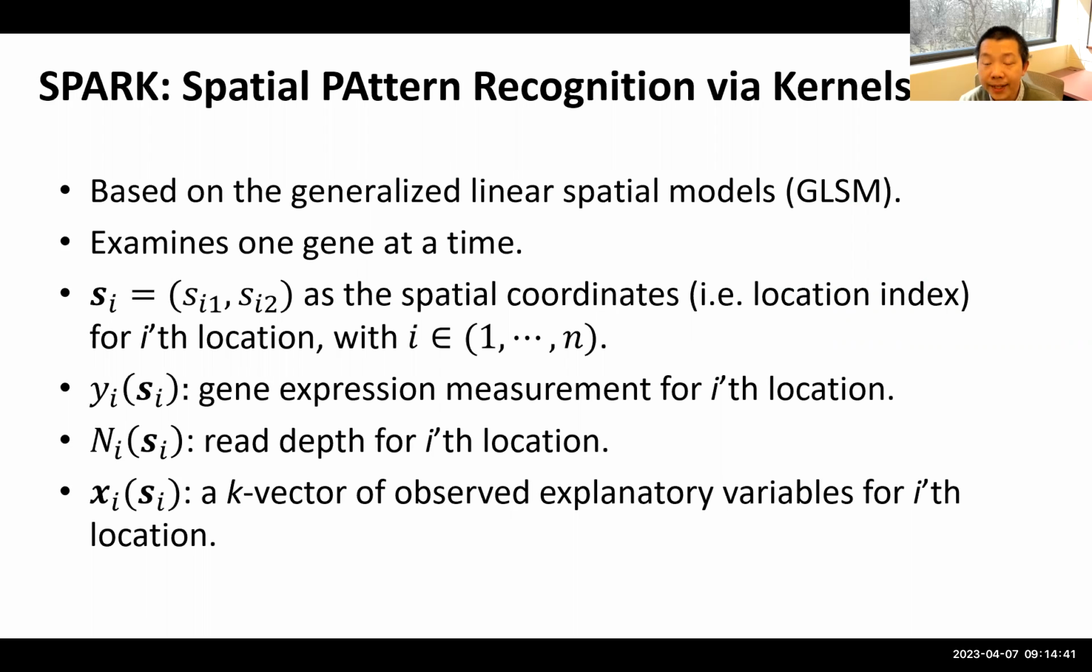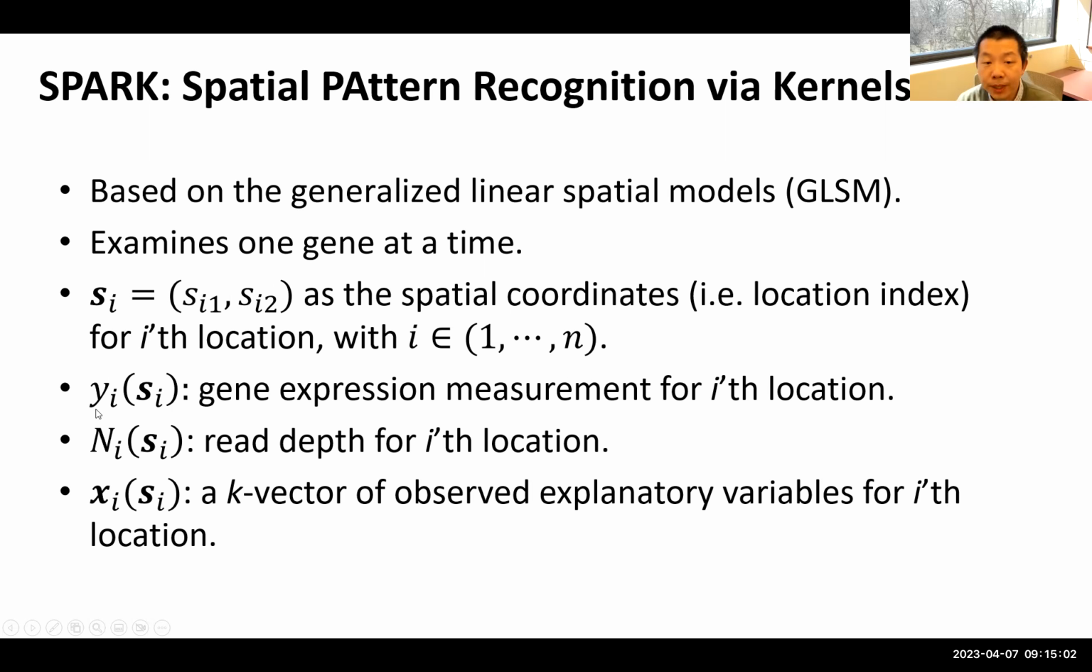So the main idea is this. We're going to examine one gene at a time. We're going to test each gene to see whether it shows a spatial expression pattern or not. And for each gene, here are the notations. S sub i denotes the spatial coordinates for the i-th location or spot. So you have an X coordinate and a Y coordinate.